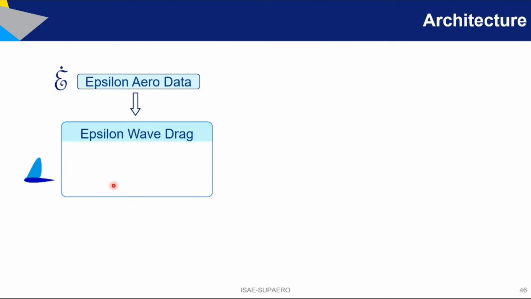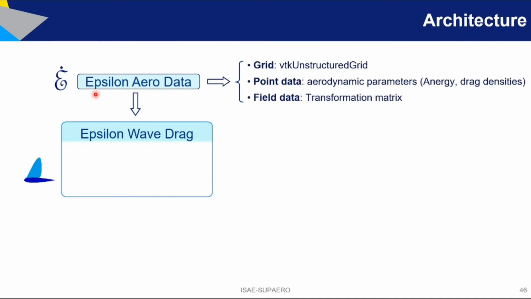So, in order to understand how we achieve these operations, we have to understand first what information Epsilon aerodata provides me. Concerning the grid, Epsilon aerodata generates a VTK unstructured grid. This is the geometry that will be taken by the filter in order to slice, if I want to just analyze a slice of the wake, or to analyze the entire domain. Also, it will retain some point data, in particular energy or drag densities. These are the criteria used to identify the different parts of the wake, so this data must be retained. And the last part is some field data, in particular the transformation matrix, because this information will allow me to properly position the survey plane so that it is always normal to the upstream flow direction. We'll talk about that later on.